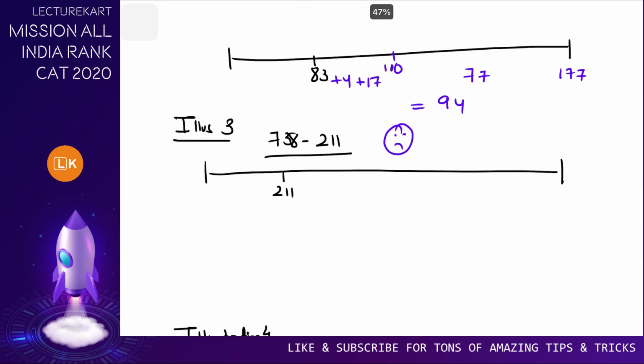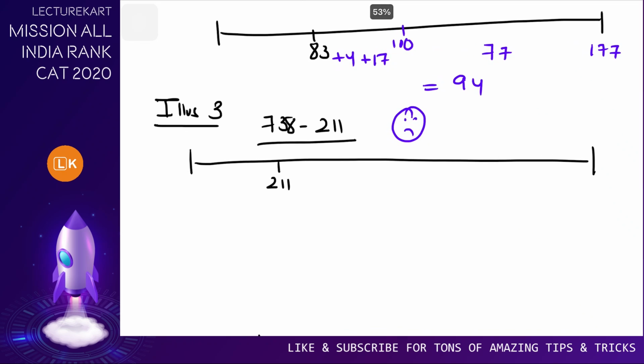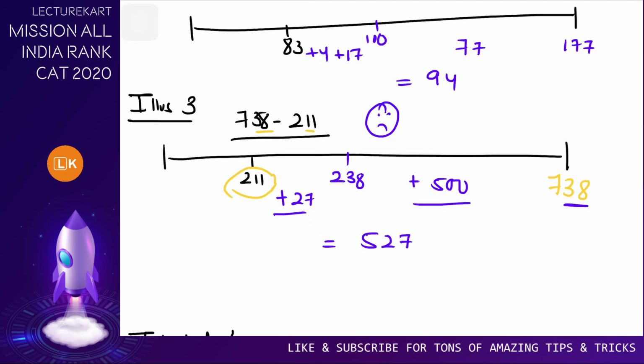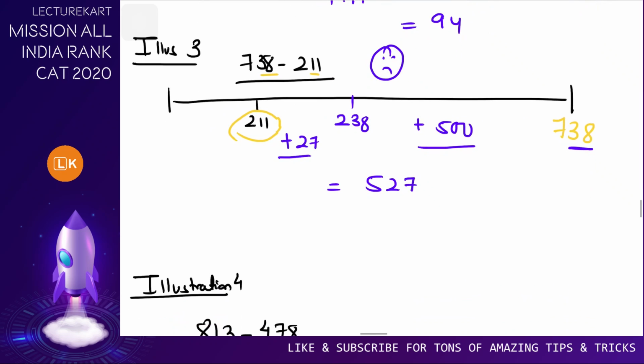But wait, there is another rule. 738 minus 211, this is a bigger number. And when there are 3-digit numbers, what we try to do is we try to match the last 2 digits. So here, when we are starting from 211 and we want to reach 738, we'll look at a number that we can add to 211. It will get closer to the point of ones and tens place. So 211 plus 27 will get us 238. Now we know plus 500 will give us 738. We can add 500 plus 27, that is 527. Easy enough. We can move forward.